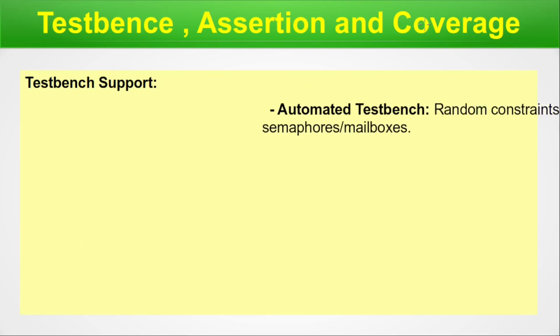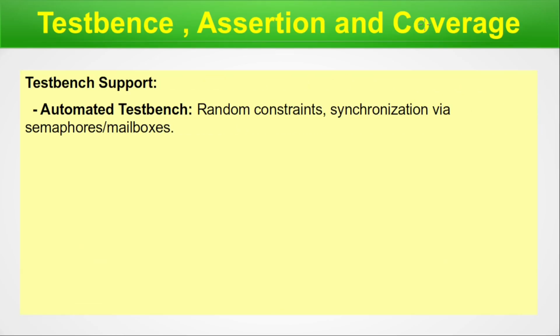Testbench support. Automated Testbench. Now in SystemVerilog, we have randomization for constraints, synchronization via semaphores and mailboxes. And if I expand this line, SV Testbenches can now automate testing with random value inputs that follow specific rules and restriction called constraints, and manage communication between parts using semaphores and mailboxes, which are also new feature in SV.